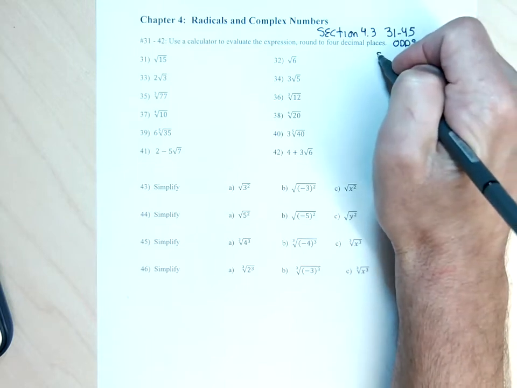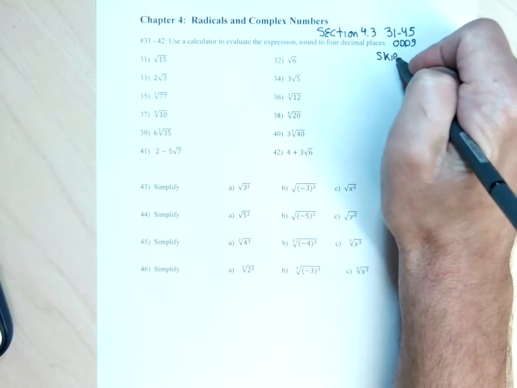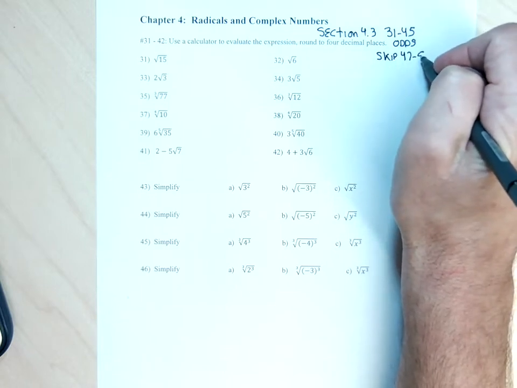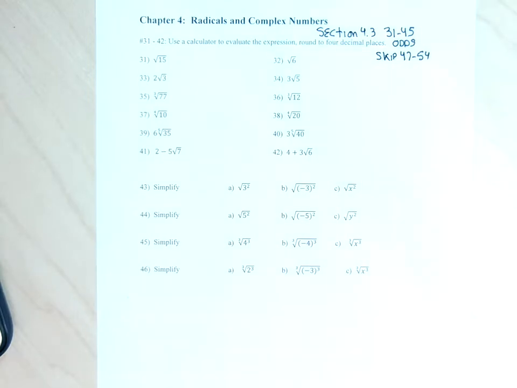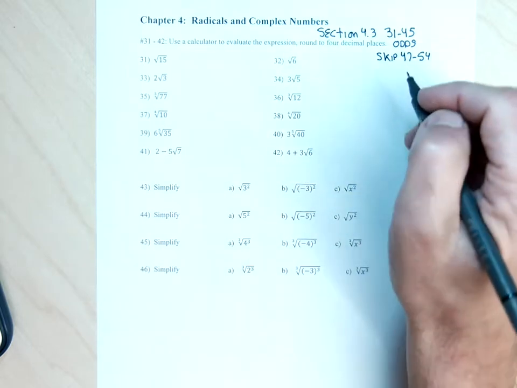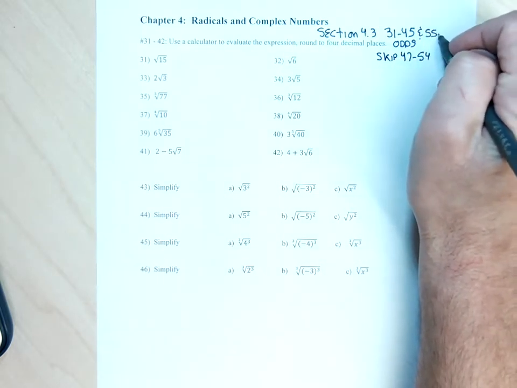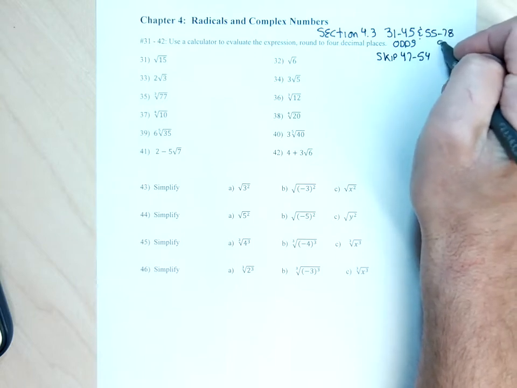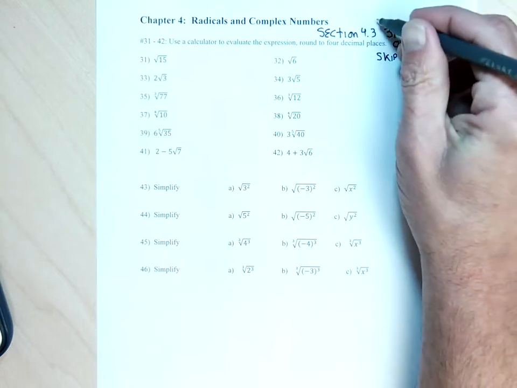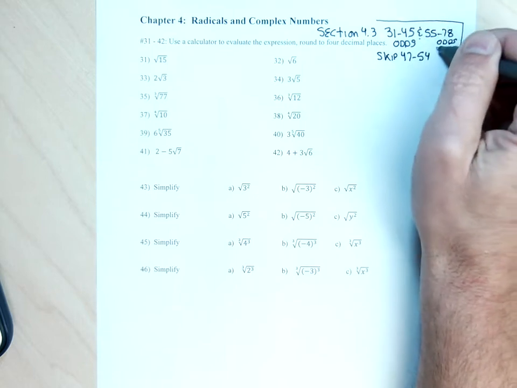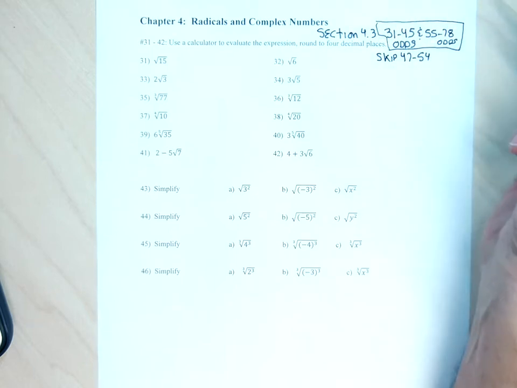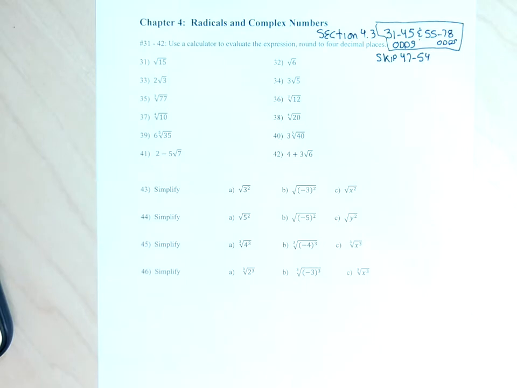And then we'll probably skip 47 to 54 because they have some theory that overcomplicates the section, and we'll skip those just to not get overcomplicated, and then we'll do 55 to 78 odds. So for this part of the video, we'll focus on 31 to 45 odds and 55 to 78 odds.